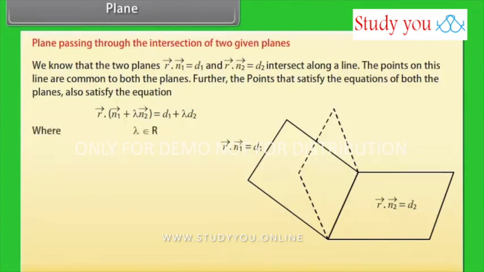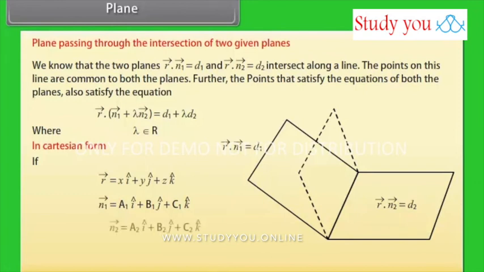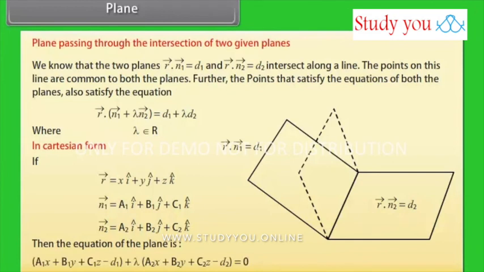In Cartesian form, if vector r equals x î plus y ĵ plus z k̂, vector n1 equals a1 î plus b1 ĵ plus c1 k̂, vector n2 equals a2 î plus b2 ĵ plus c2 k̂, then the equation of the plane is a1x plus b1y plus c1z minus d1 plus lambda into a2x plus b2y plus c2z minus d2 equals 0.